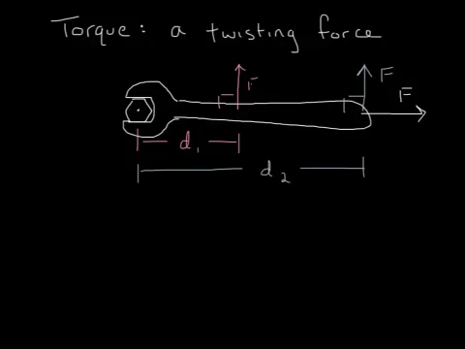So when we want to calculate torque, the basic idea then is that torque is always going to equal F d sine of theta. Okay? And because force is measured in newtons, and distance is measured in meters, torque is measured in newton meters.